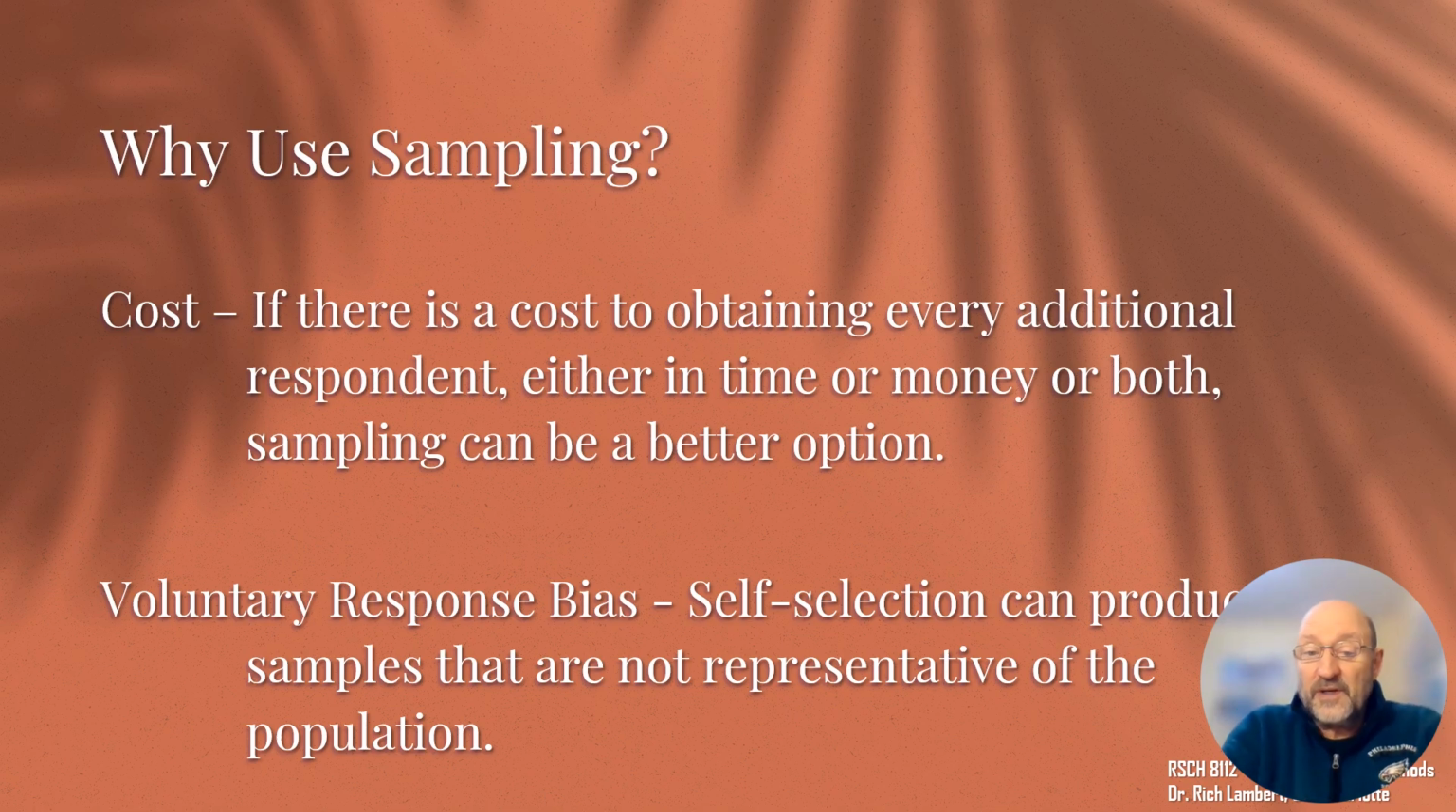What about voluntary response bias? Well, voluntary response bias is the idea that people self-select when they choose to participate, right? And self-selection can be fine if the effect of self-selection is kind of random and spread out over the whole population. But if self-selection means that you're getting much higher response rates from some parts of the population and much lower response rates from other parts, sampling can help you adjust for that, right? You can oversample from parts of the population that are less likely to participate, and then you can compensate for the potential bias.